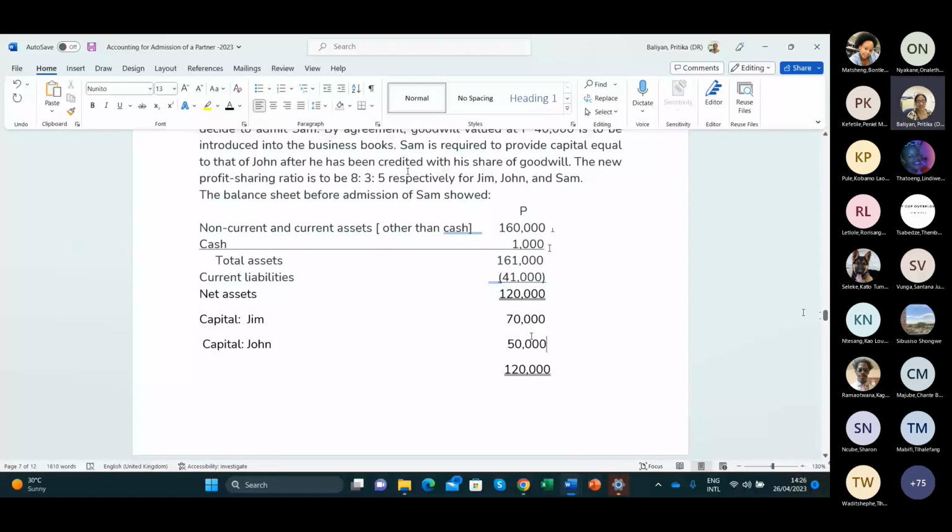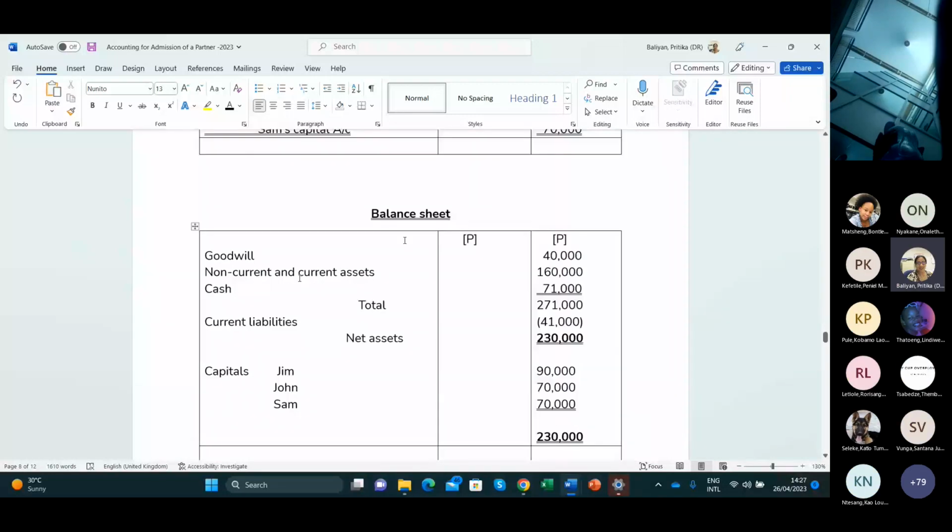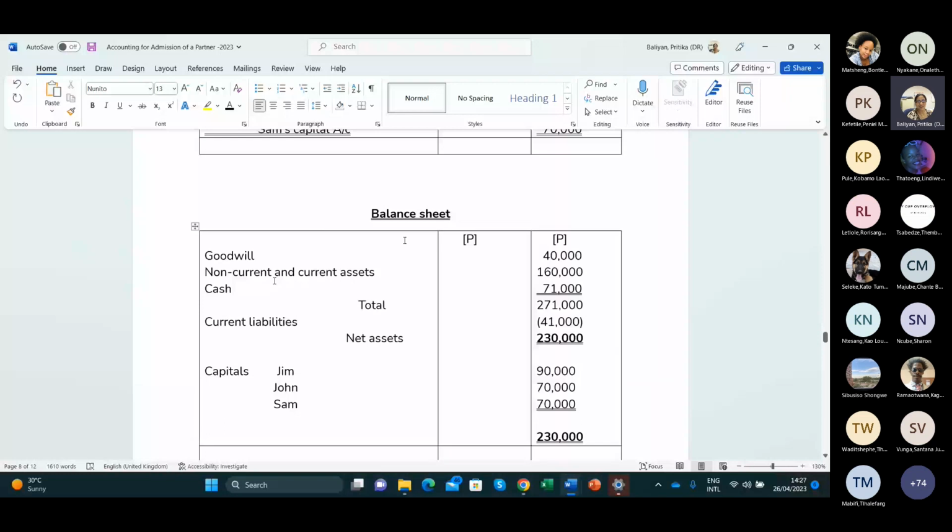You can see these figures. We are also going to use some of these figures when we are creating the new balance sheet for the new business. So we start the balance sheet by indicating the intangible asset and the tangible asset. Goodwill came as 40,000, valued in this year. The value of current and non-current assets was 160,000.